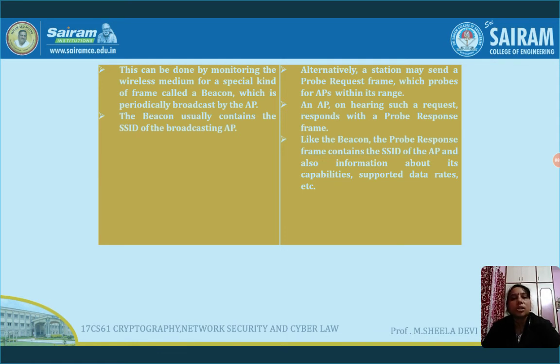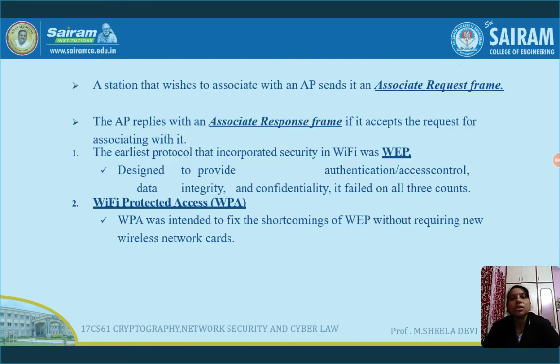So these are the two ways. Either the access point sends the beacon periodically, with which the station can attach itself to the AP, or if the station is not able to get the periodic beacon frame, it can send its own probe request frame, to which the AP will respond. A station that wishes to associate with an AP sends an associate request frame. As I said, the same thing applies, so the associate response frame will be sent by the access point.